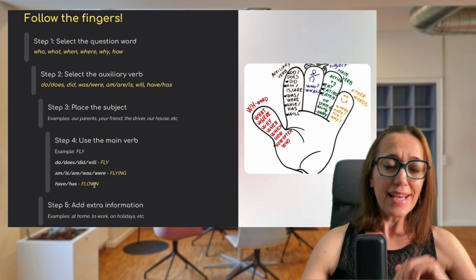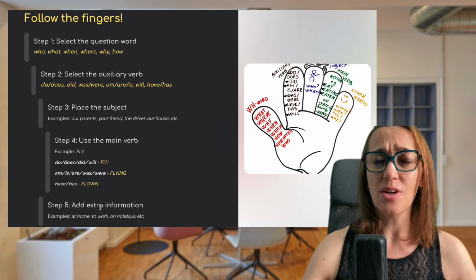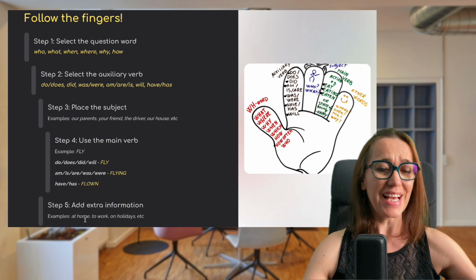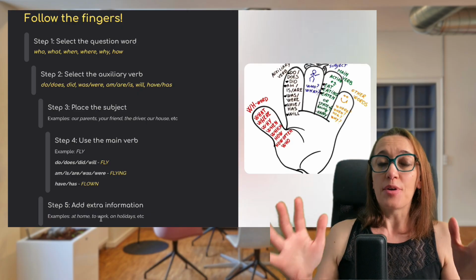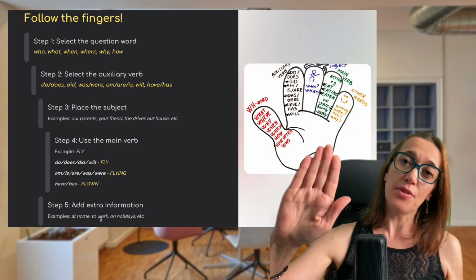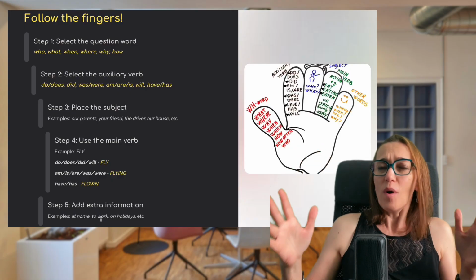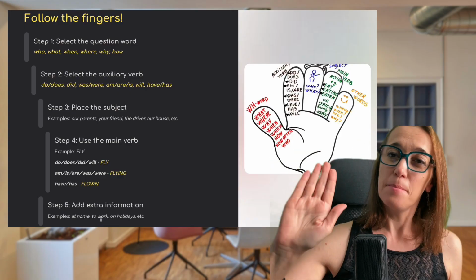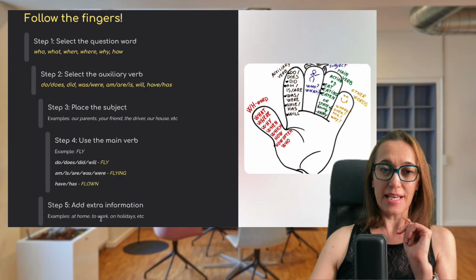All right. And then we've got all the rest of the information. Just add any other information you need, for example, at home, to work, on holidays, anything else. Remember this guide. Remember the magic high five. All right, now, what mistakes we normally make, and this magic high five is going to help us no longer make these mistakes. Take a look.